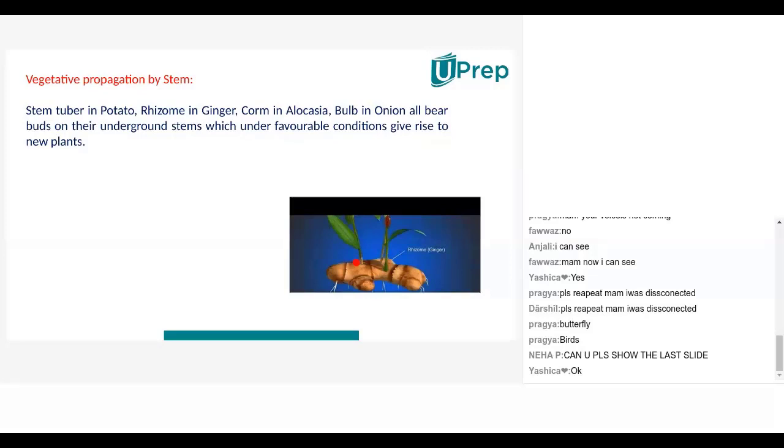And the examples of vegetative propagation through stem are potato, rhizome in ginger, corm in alocasia. Please do a search of corm. You will get to see what I meant by the word bud. Bulb of onion, all of them have small bud-like structures from which come out new plants. And from one little piece of ginger, you can have maybe 5 to 6 plants. From one small potato, you can have at least 10 to 12 plants. It has got so many buds in it.